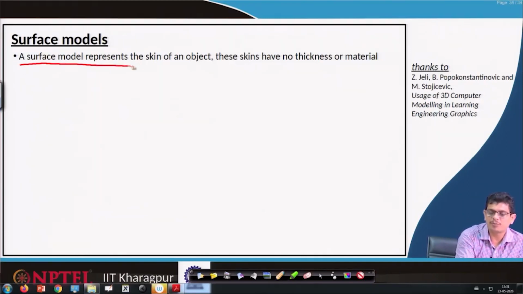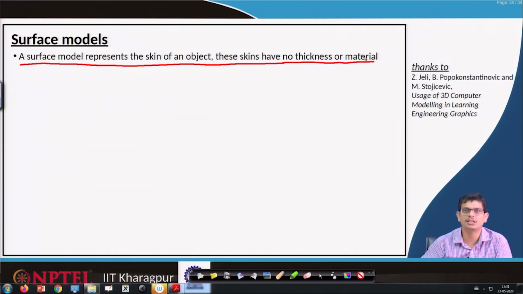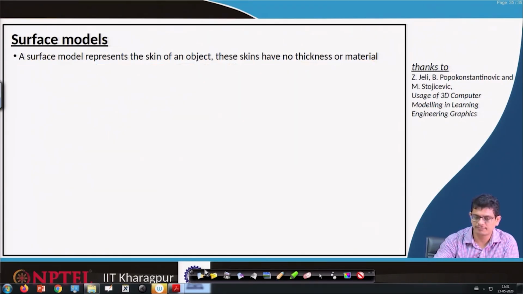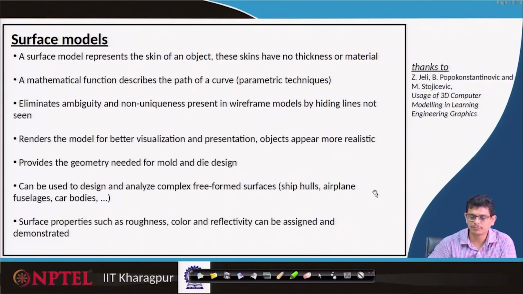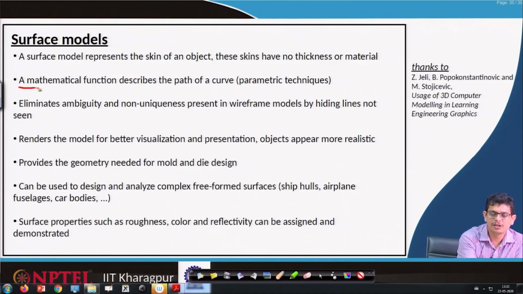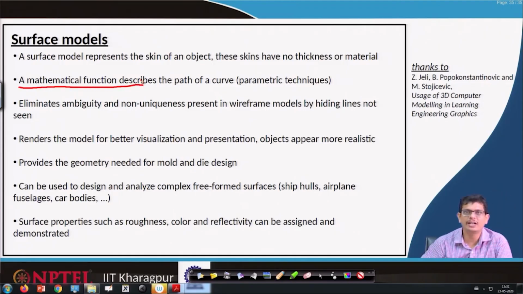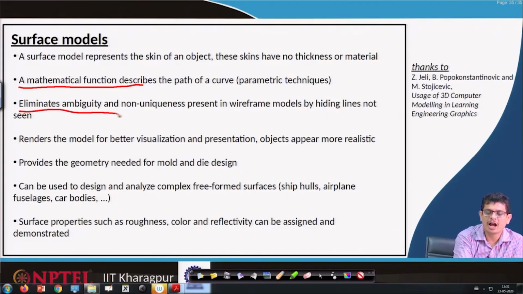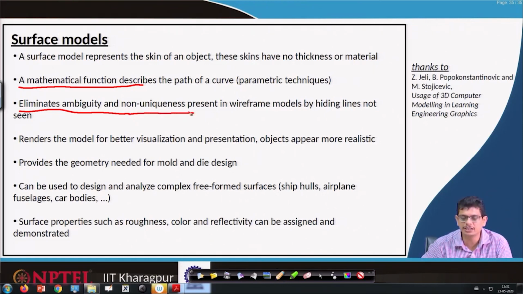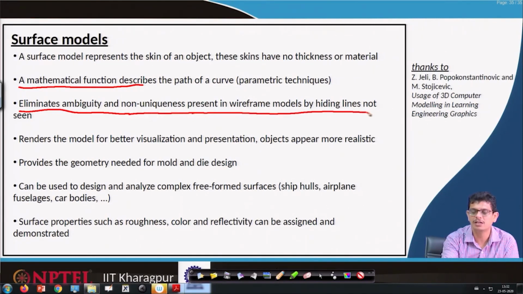A surface model represents the skin of an object. These skins have no thickness or material. And usually these surfaces we define by mathematical functions. We use parametric variation to define something as a surface. And surface models eliminate any ambiguity or non-uniqueness present in wireframe models by hiding lines that are not seen.